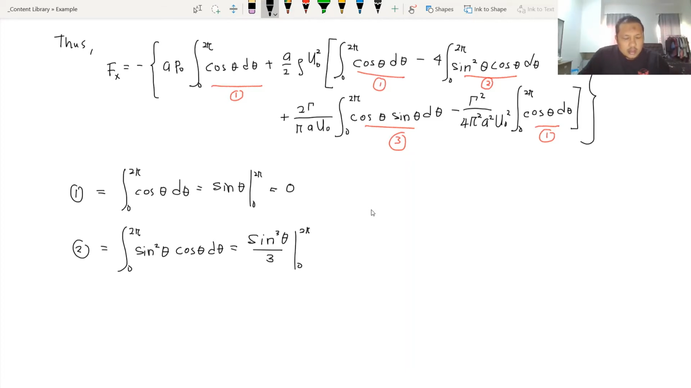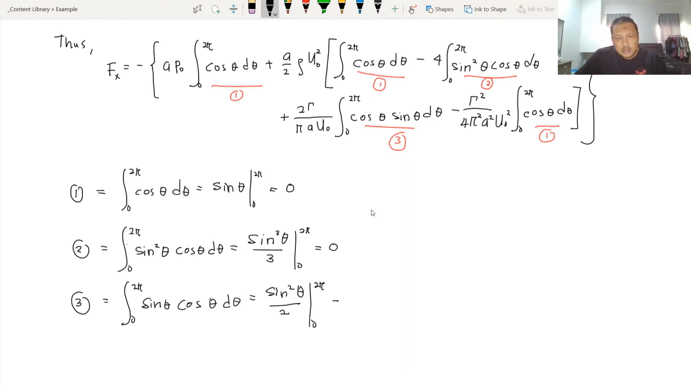This is the boundary. Alright, if we substitute this, we know that sine theta at 0 is equal to 0, and then sine 2 pi is also equal to 0. Then this again, this is number 2, also equal to 0. And then the number 3, we have 0 to 2 pi sine theta cos theta d theta. If we solve this, we have sine squared theta divided by 2, from 0 to 2 pi. So this again we got a 0.